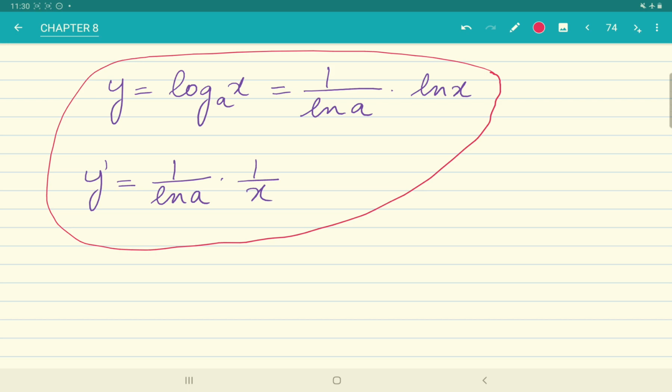Keep this in mind that the logarithm of x to the base a is proportional to ln x, and the proportionality factor is 1 by ln a.